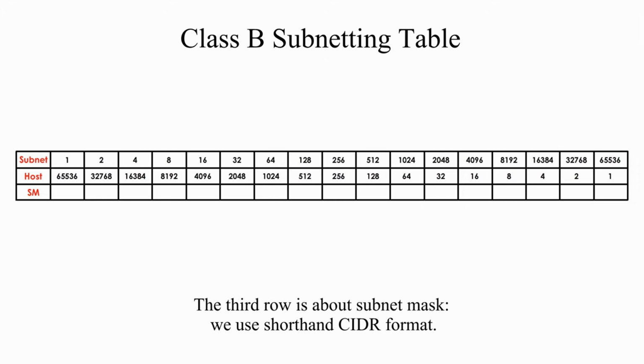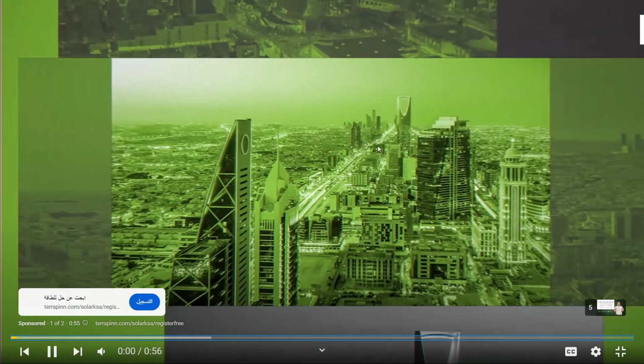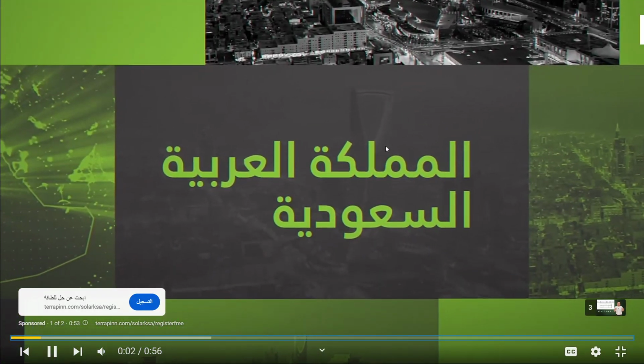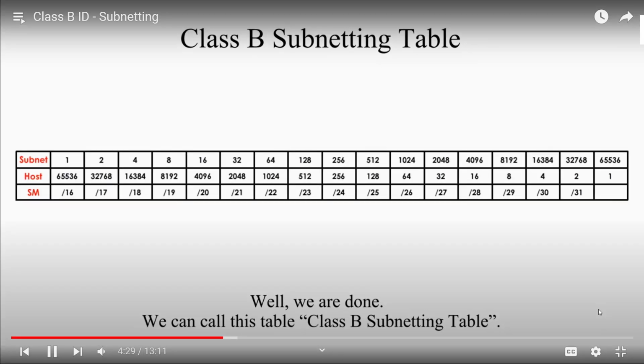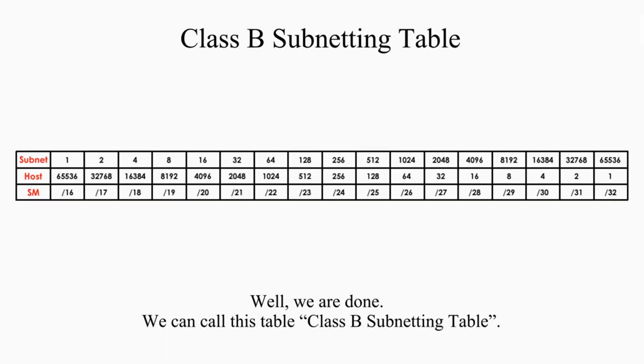The third row is about the subnet mask. We use the shorthand CIDR format. Well, we are done. We can call this table the Class B subnetting table.